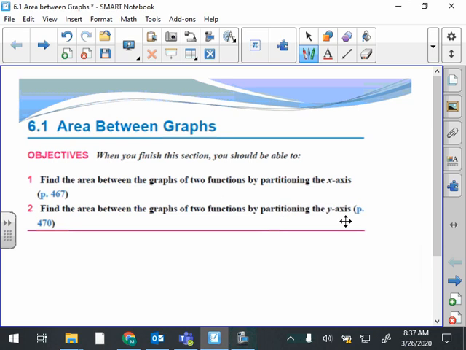Okay, so the lesson today is on the area between two graphs. And I've broken this into two videos. The first one is going to find the area between the graphs of two functions by partitioning the x-axis. And the next video will find the area between the graphs of two functions by partitioning the y-axis. So let's take a look at this.